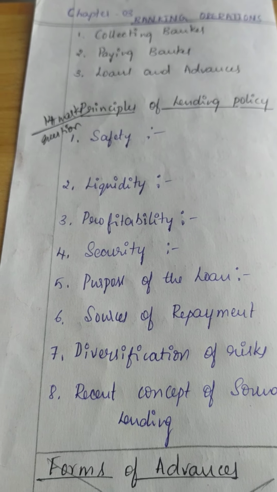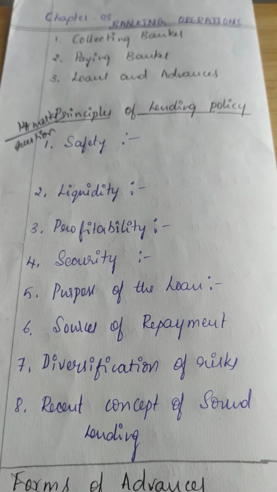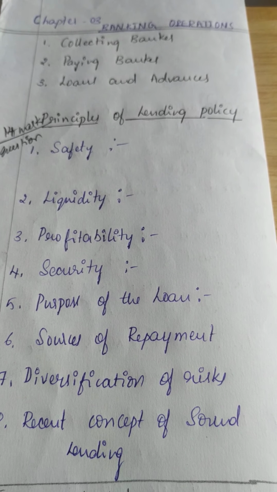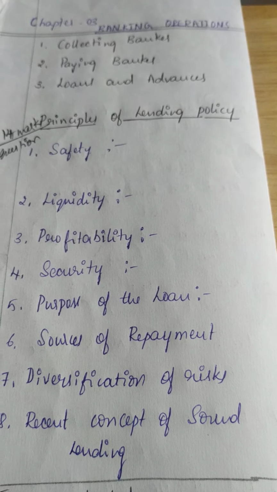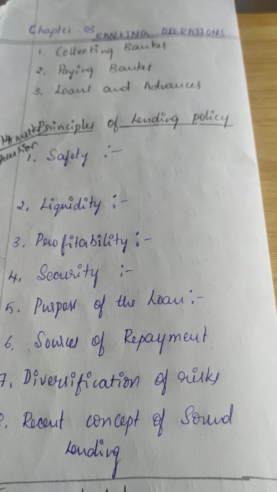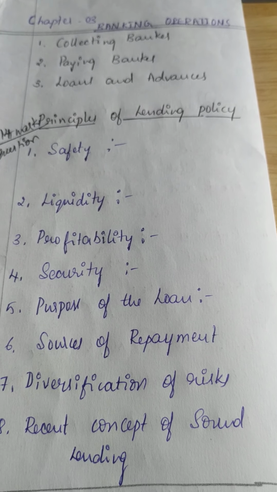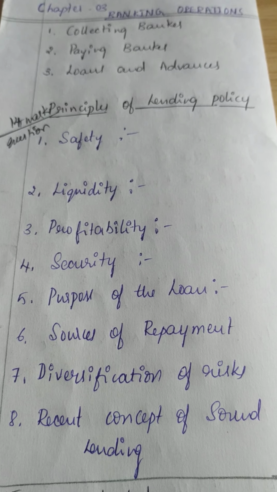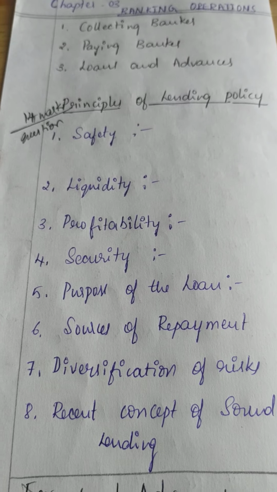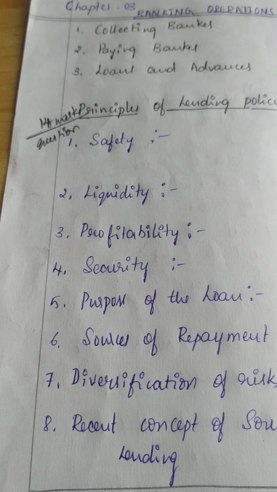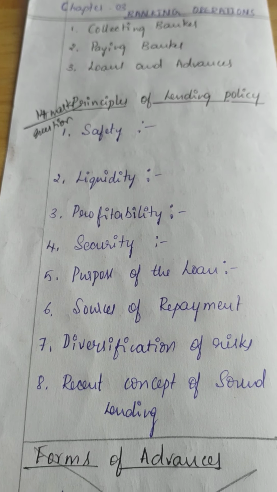Second one is liquidity. Liquidity refers to the ability of an asset to be converted into cash without loss within a short period of time. That means the liabilities of a bank are repayable on demand or at short notice. That means the bank must have assets that can be converted to cash without any loss in a shorter period. That is the second principle of lending policy.